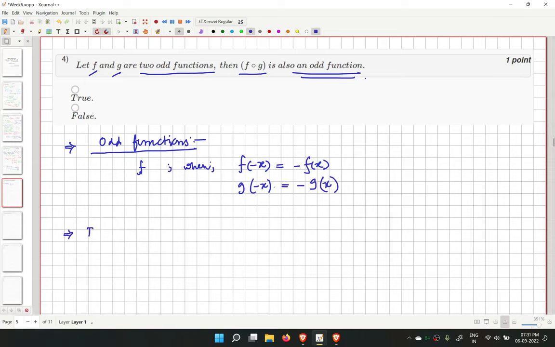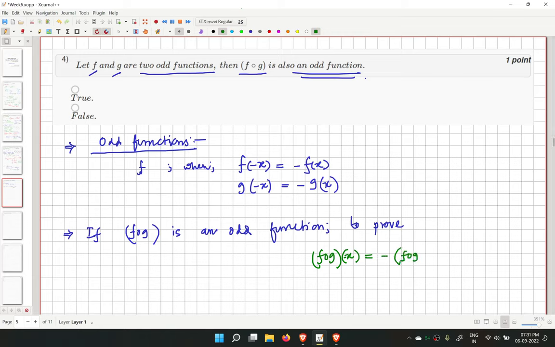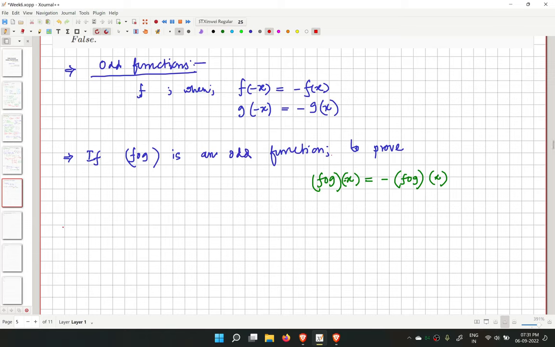Then if f of g is an odd function, we have to prove that. So let me write it in a different color. f of g of x, let me write it as minus x. So f of g of minus x is equal to minus of f of g of x. So let us do this proof quickly. We'll begin from the left hand side, which is f of g of minus x. Let me term it as 1 and this as 2.